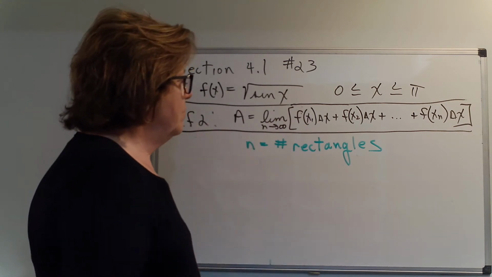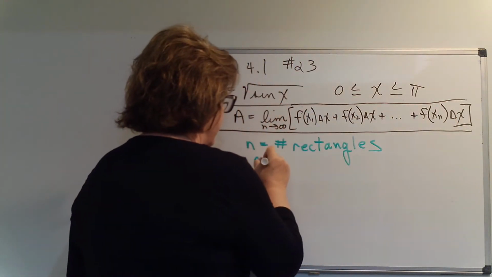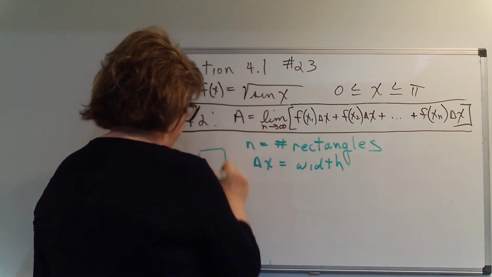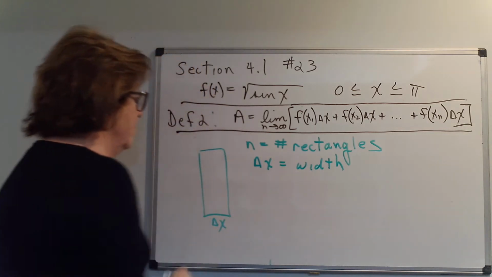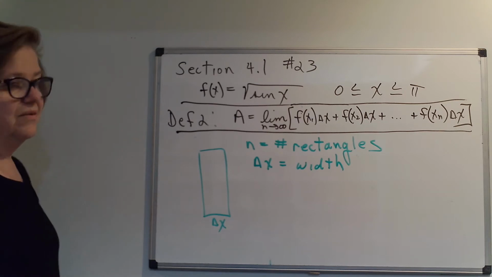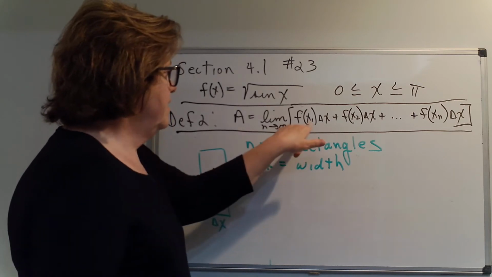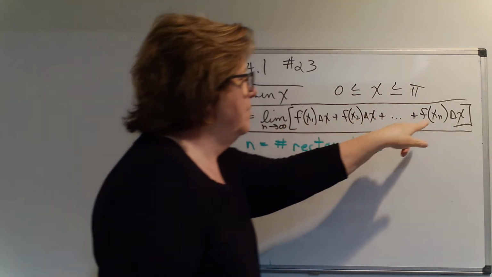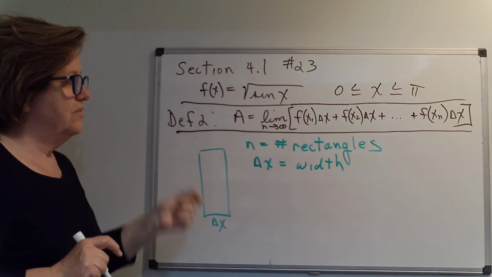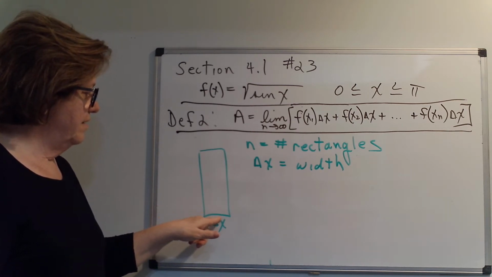So for each one of these, the delta x is the width of the rectangle. So we're going to take a bunch of rectangles. The delta x is the width. And it's convenient to keep the width uniform. It's not going to make any difference, so why not? Then these, f at x1, f at x2, f at xn, they're x values within that width.